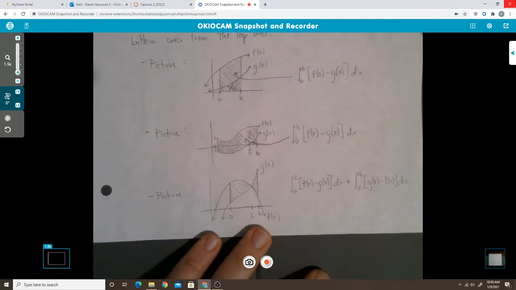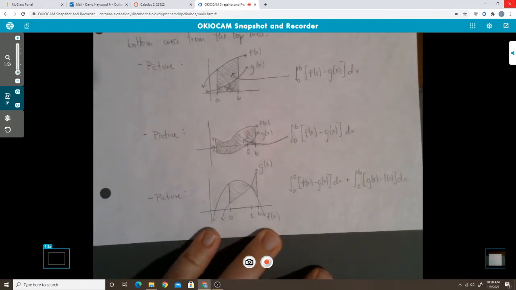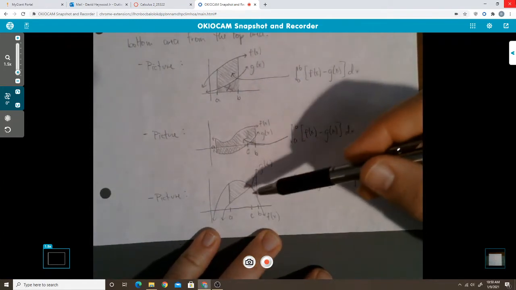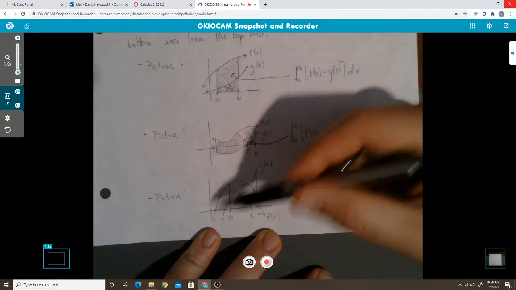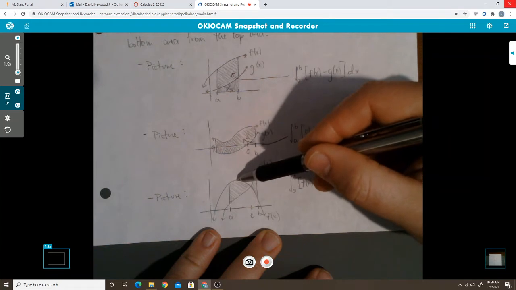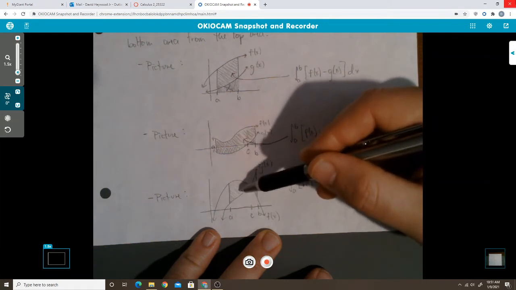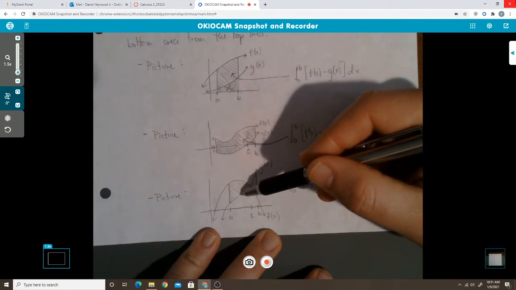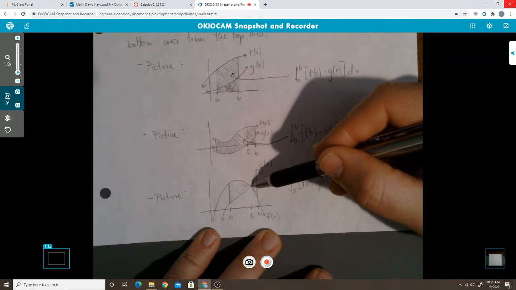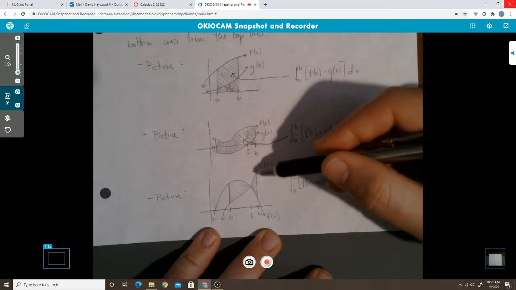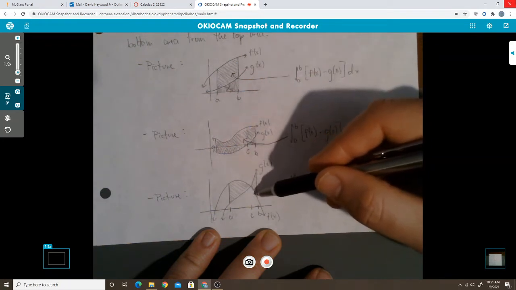Another scenario that you might encounter with these types of problems is you could have a place where the functions cross. So maybe you start off with a scenario like this where f of x is on top and g of x is on bottom. And so then to find the area between the curves, of course, you just do f of x minus g of x. But then at this point, which I'm calling C, the functions cross and they swap places, and g of x ends up on top and f of x ends up on bottom.